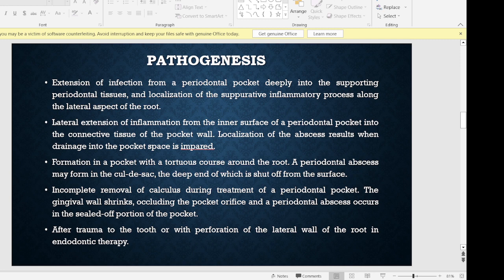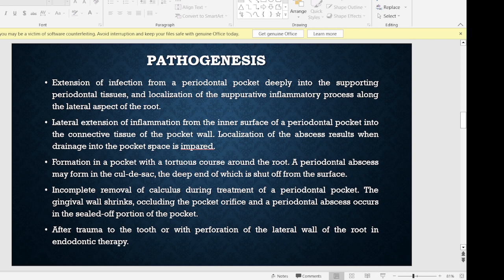Lateral extension of the inflammation from the inner surface of the periodontal pocket into the connective tissue of the pocket wall. Then localization of the abscess results when drainage into the pocket space is impaired. Anyhow, when there is impairment of drainage of the pocket space, there will be abscess formation in the pocket with a tortuous course around the root. When the course is tortuous around the root, the periodontal abscess may form in a cul-de-sac, the deep end of which is shut off from the surface. So it may have a cul-de-sac appearance where one side is open and one side is shut off.